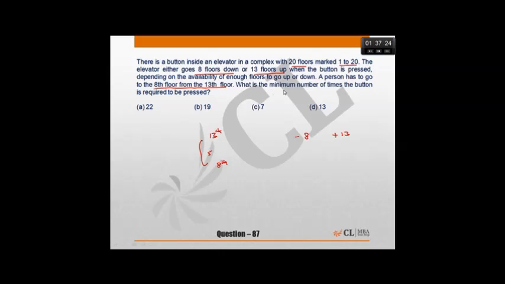Okay. What is the minimum number of times the button has to be pressed? 7, 13, 19, 20. That means the number of steps is going to be high. I am not sure if I want to do this, because it will be time consuming and it will make me go up and down. I might as well do a couple of extra questions in the quant arena.